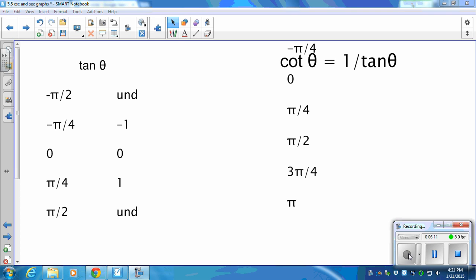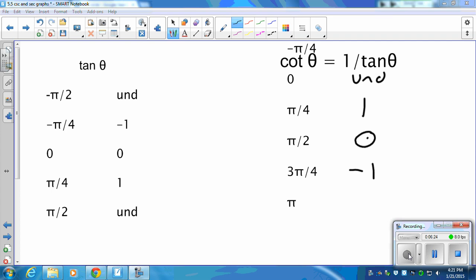So as I put them in the table, I know that at 0, cotangent is undefined. At pi over 4, it was 1. At pi over 2, it was 0. At 3 pi over 4 is negative 1. And at pi, again, it was undefined.